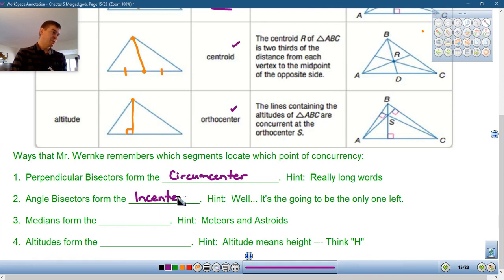And then hopefully after a certain point, you do just start to remember these. Medians. Medians, I relate that to meteors. Asteroids, I relate that to centroid, because there are only so many words that end in OID, and that's what I think of. Medians and centroids, it sounds like space terms, meteors and asteroids.